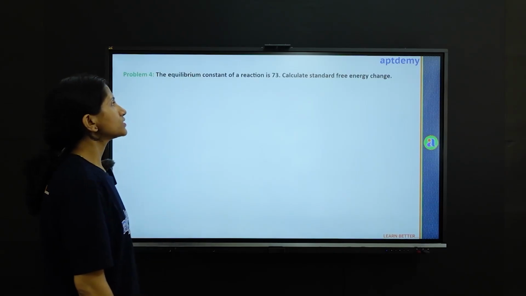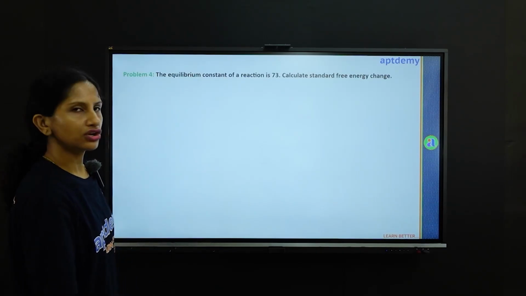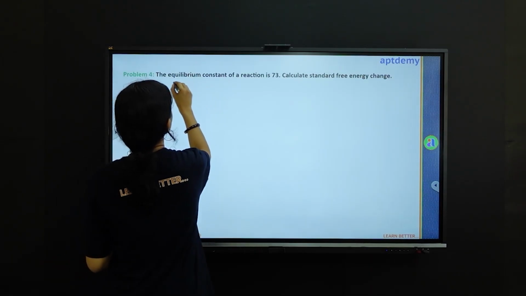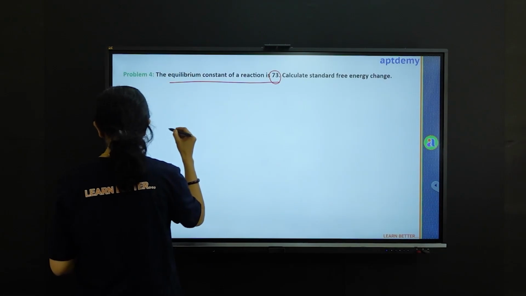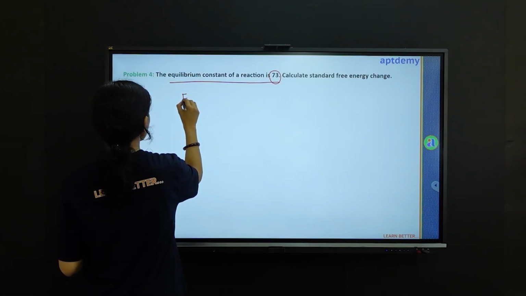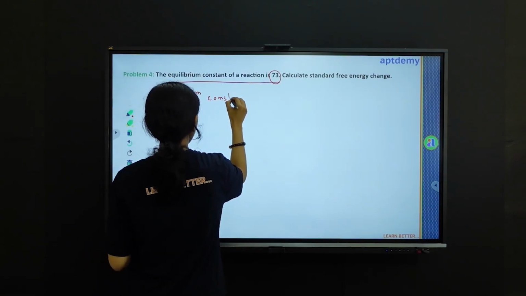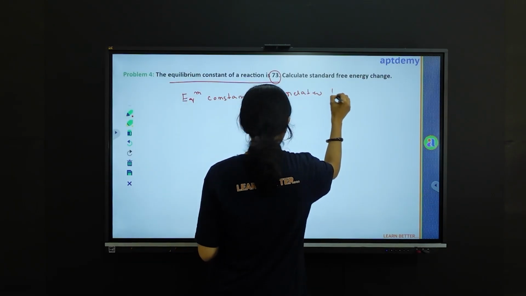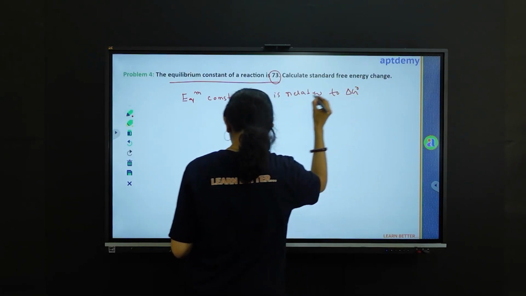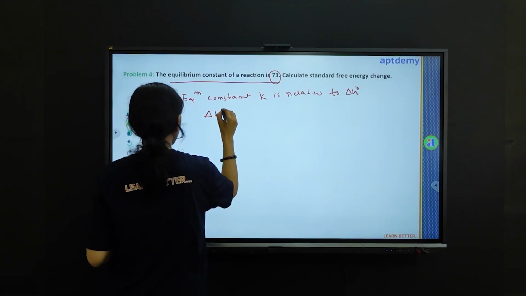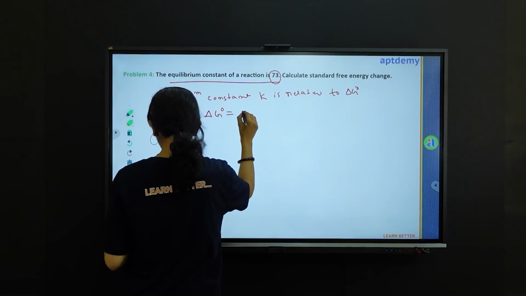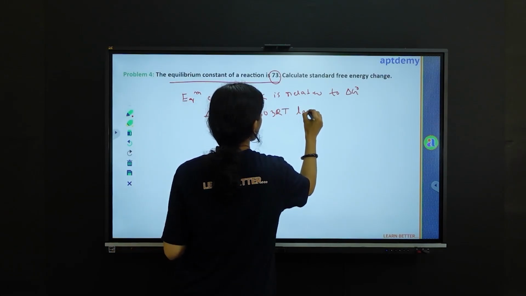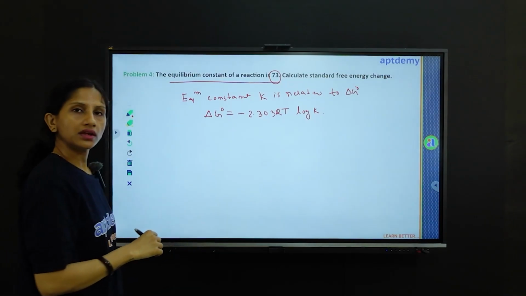Problem 4 is saying the equilibrium constant of a reaction is 73. Calculate the standard free energy change. For this, the equilibrium constant value is given as 73. What we know is that the equilibrium constant K is related to delta G0 via the following equation. So what is the equation? Delta G0 is equal to minus 2.303 RT log K, right? We are writing here in terms of log.